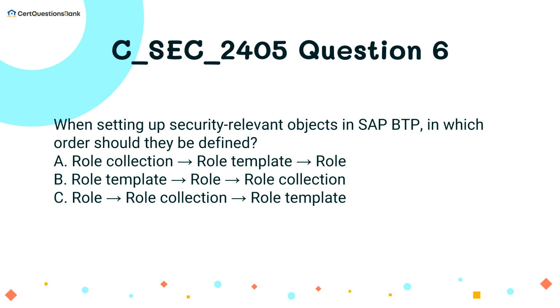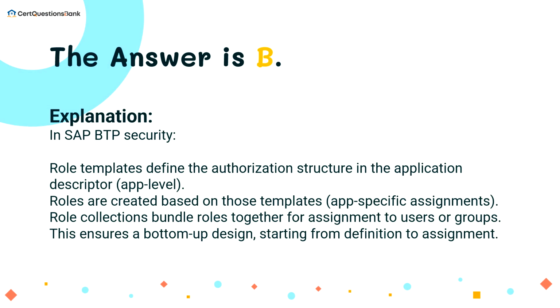When setting up security-relevant objects in SAP BTP, in which order should they be defined? A. Role collection, right-pointing arrow, role template, right-pointing arrow, role. B. Role template, right-pointing arrow, role, right-pointing arrow, role collection. C. Role, right-pointing arrow, role collection, right-pointing arrow, role template. The answer is B.